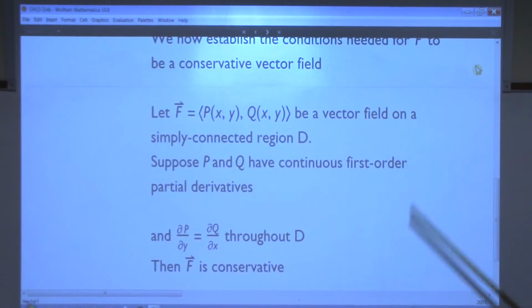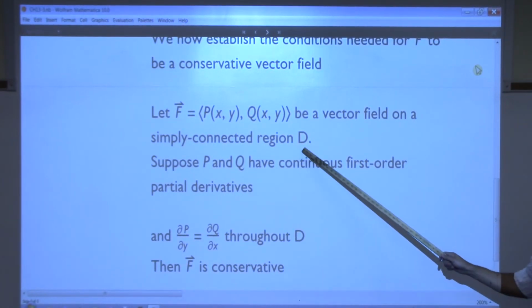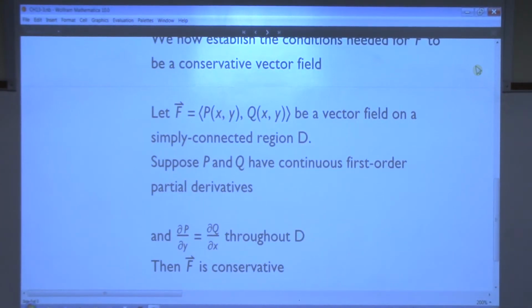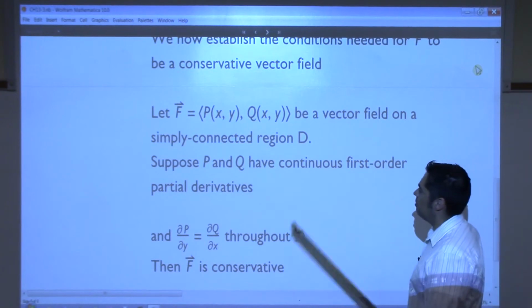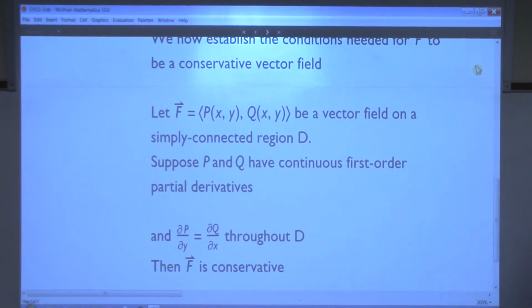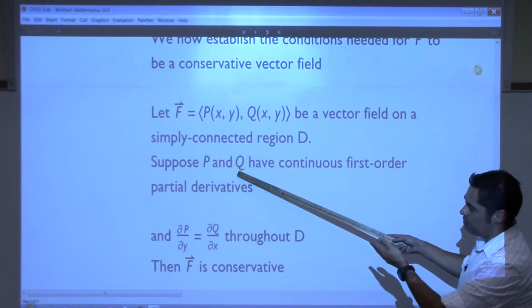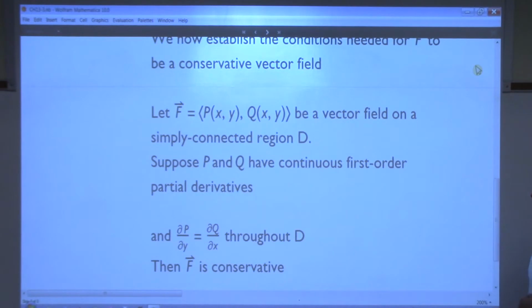Let that be a vector field on a simply connected region D. So it has to be a simply connected region for this to work. Suppose that p and q have continuous first-order partial derivatives. That means I can take the partial of p with respect to x, the partial of p with respect to y, the partial of q with respect to x, and the partial of q with respect to y.